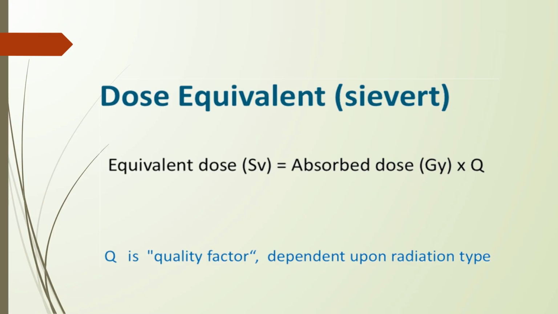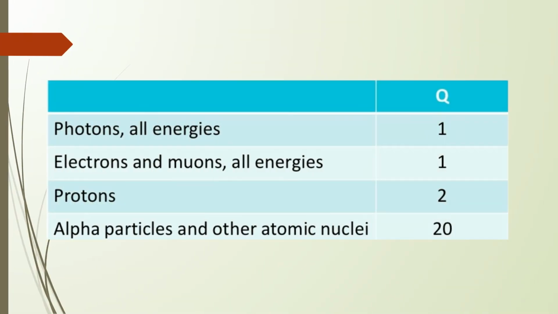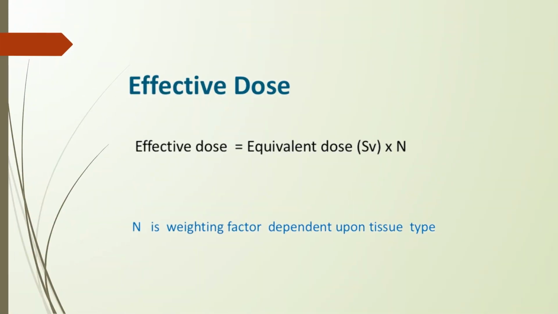To account for biological impact, we use the equivalent dose, measured in sieverts. This is calculated by multiplying the absorbed dose by a quality factor, which varies based on the type of radiation. This table shows the quality factors for various radiation types. Photons and electrons have a factor of 1, while alpha particles and other heavy nuclei carry a higher factor of 20. Beyond the equivalent dose, we also calculate the effective dose.